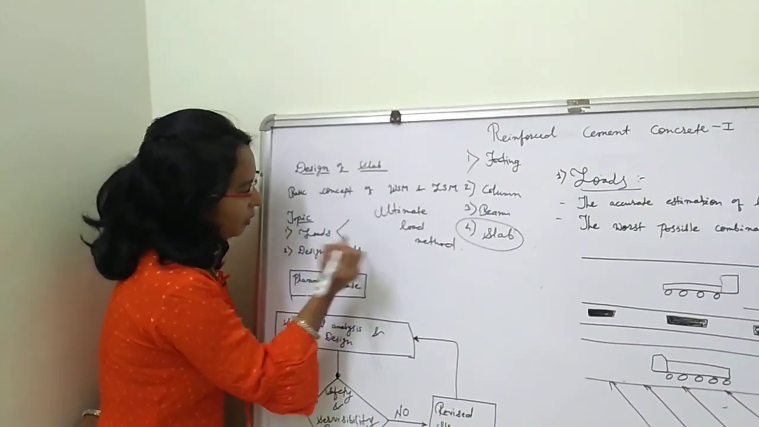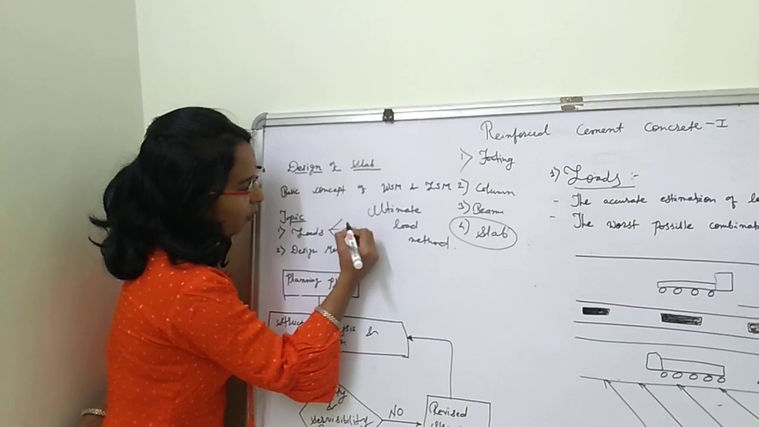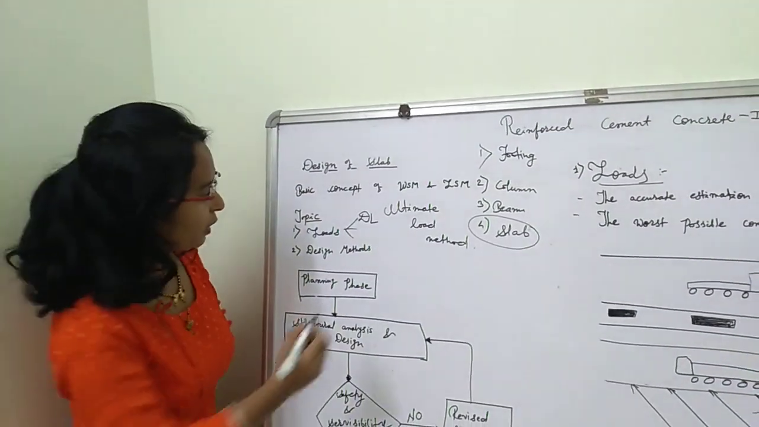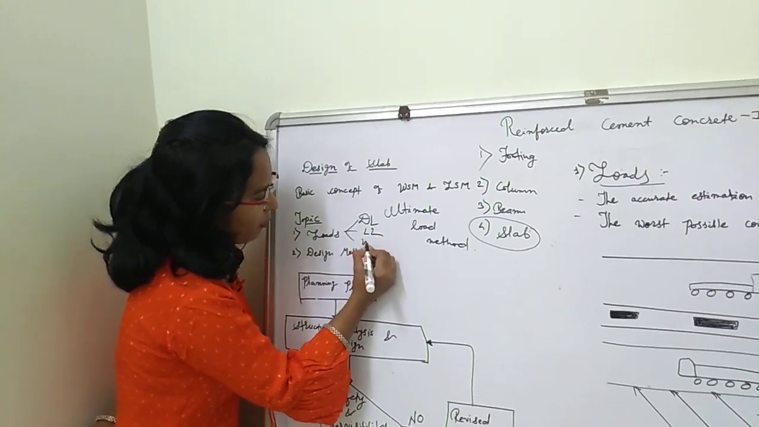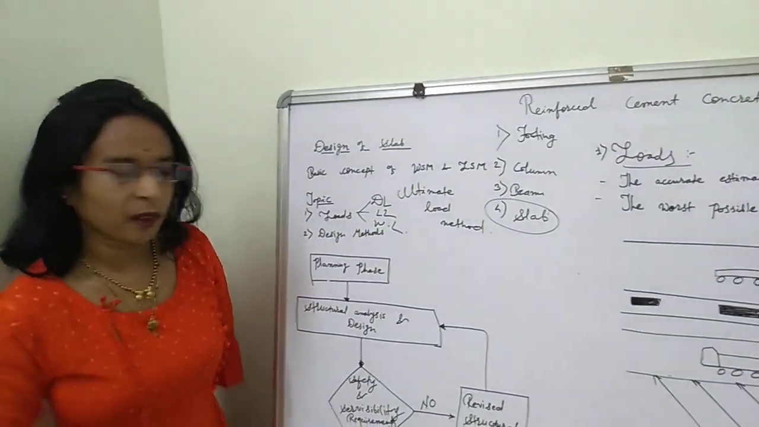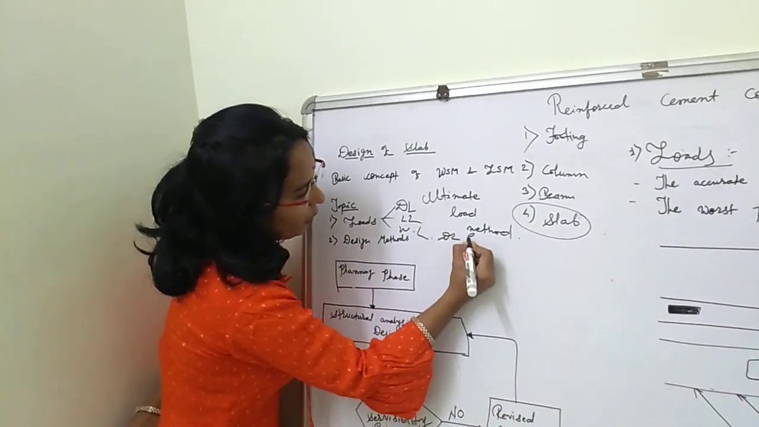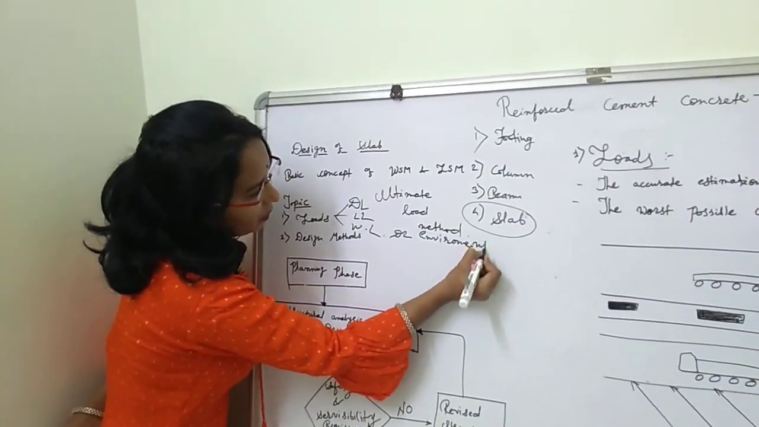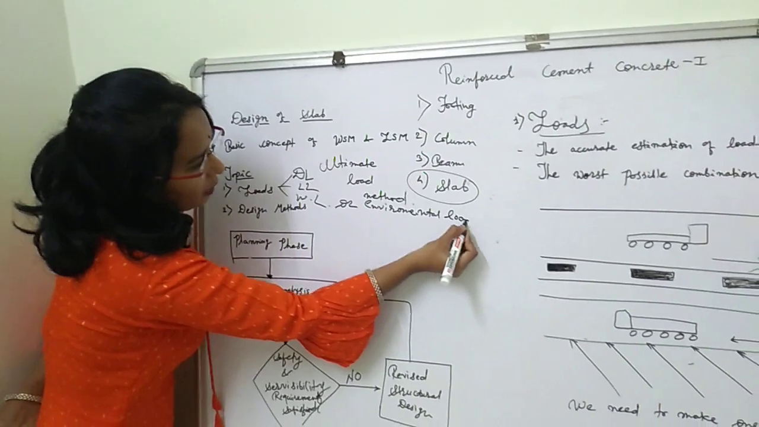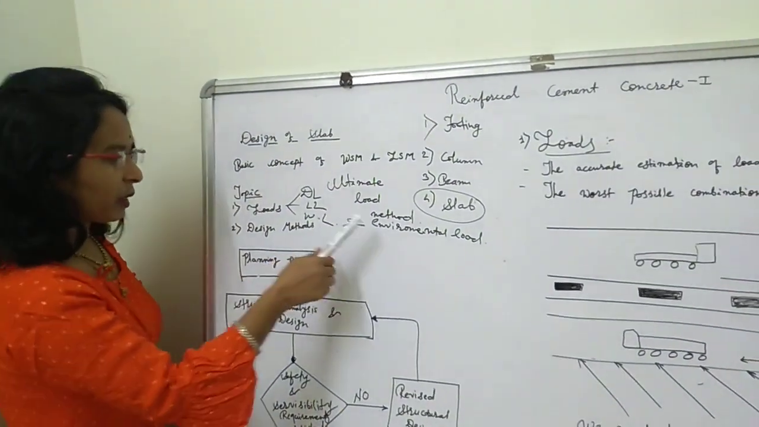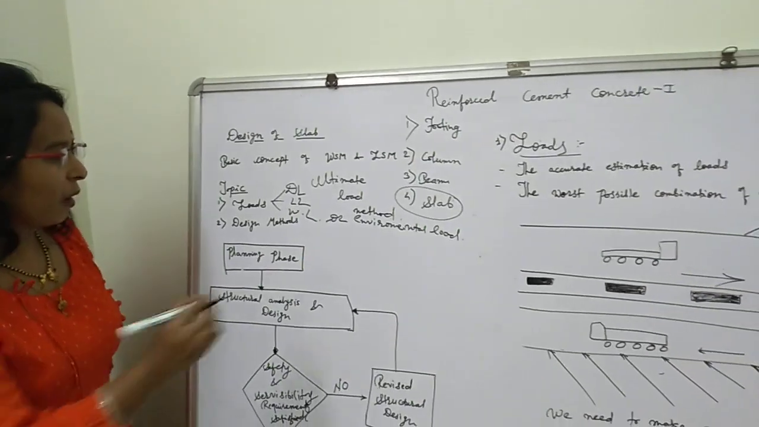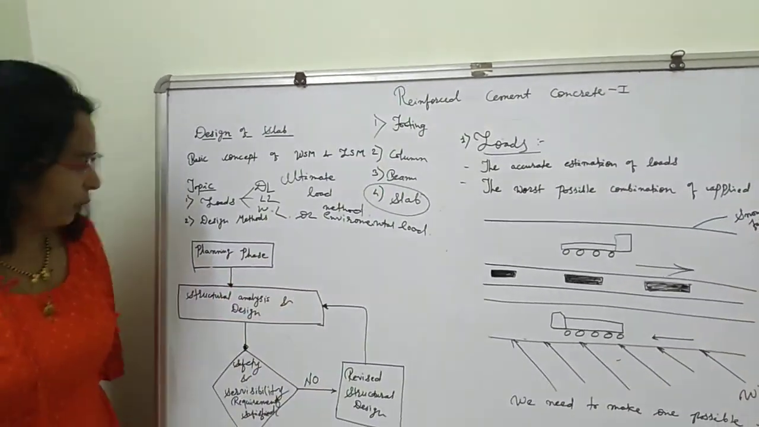Loads: there are 3 types of loads acting on the building which we always consider while designing: dead load, live load and wind load. Wind load or environmental load. Environmental load comes under the wind load, snow load or various earthquake types of loads.